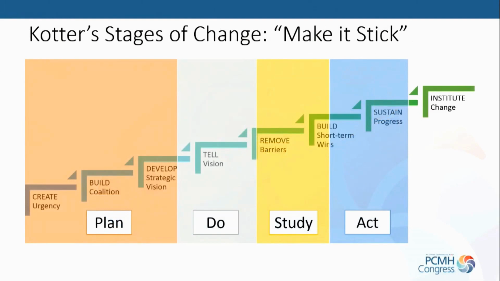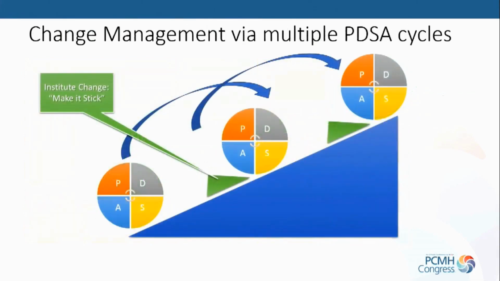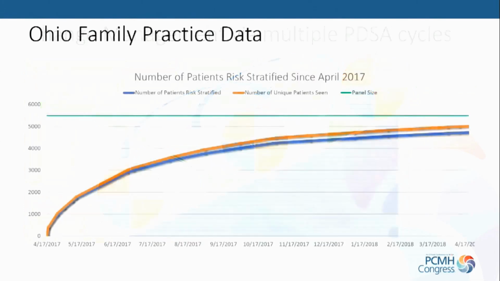Now, the last stage of Kotter is the institute change, or the make it stick part. You've got to do something to make it stick. You've got to have something in place that after you've done each cycle, you've now hard-baked it into your processes or your workflows or your policies so that you can't go backwards. You have to have something there to make it stick. That's one of the other keys in doing multiple change cycles: you have to have something that stays around afterward.